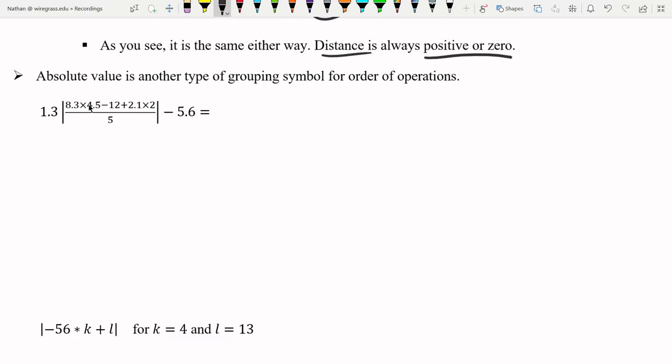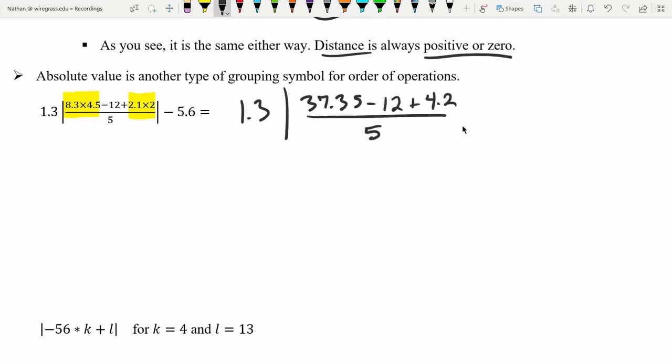So in this problem, we have absolute value and this fraction bar. So we have 2 grouping symbols. We need to do the numerator and the denominator, and then all that stuff before we do anything with the 1.3 and -5.6. So I'm going to work on first this multiplication and this multiplication. Doing that is going to give us 37.35 minus 12 plus 4.2 over 5.